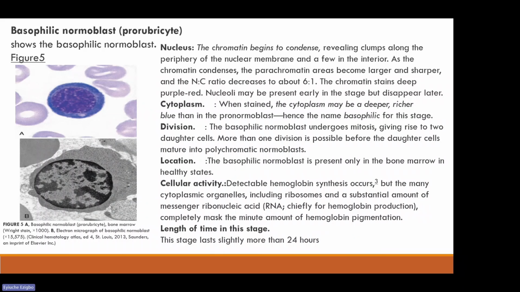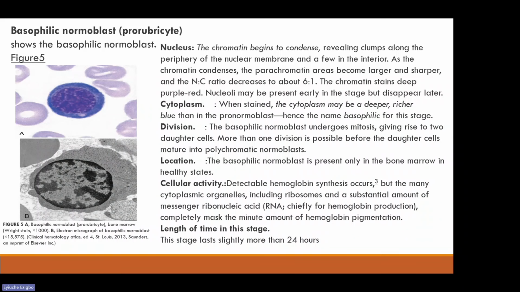Nucleoli may be present early in the stage but disappear later. If you look at the cytoplasm, when stained, it may be a deeper, richer blue than in the pronormoblastic stage. The cell undergoes mitosis, giving rise to two daughter cells. More than one division is also possible here before the daughter cells mature into prochromatic normoblasts. This cell is located only in the bone marrow in a healthy state.